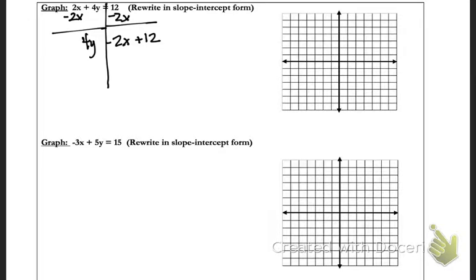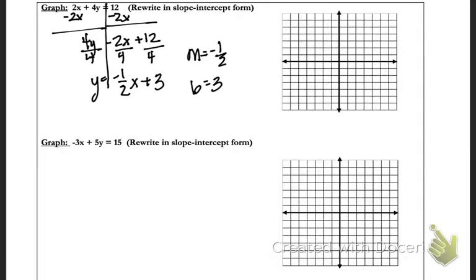The inverse of multiplication is division, so I'm going to divide each term by 4 to get y by itself. It simplifies to y equals negative 1/2 x plus 3. My y-intercept is 3 and my slope is negative 1/2.